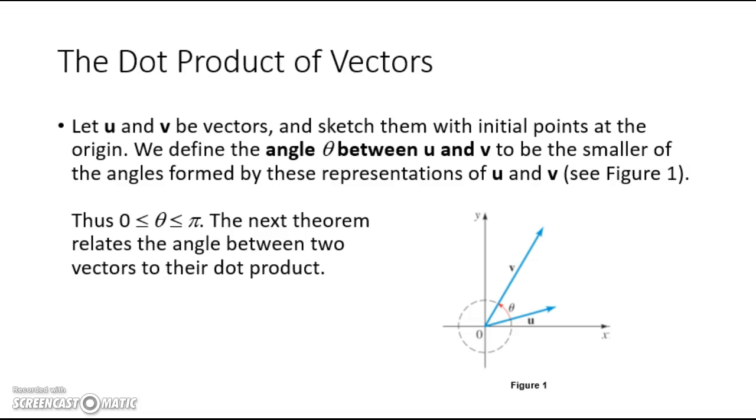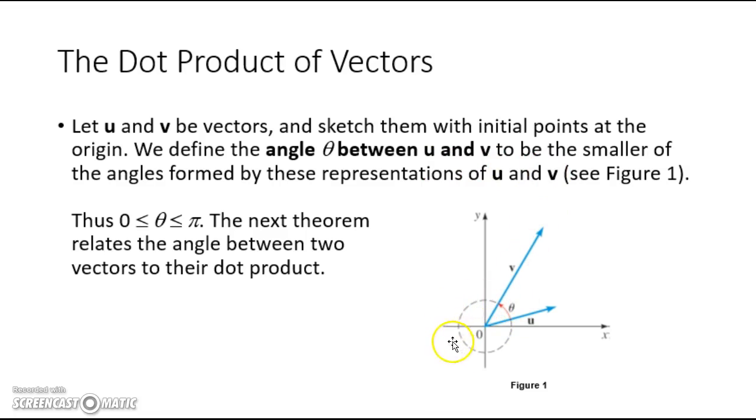So we're going to let u and v be vectors and sketch them with their initial points at the origin. Here's u, here's v, their initial points are at the origin. And we define the angle theta between these two vectors to be the smaller of the angles formed by the representations of u and v. So theta is this smaller angle.